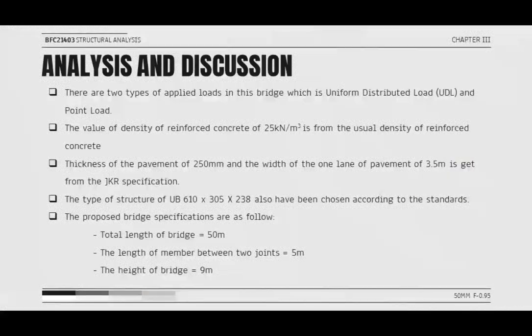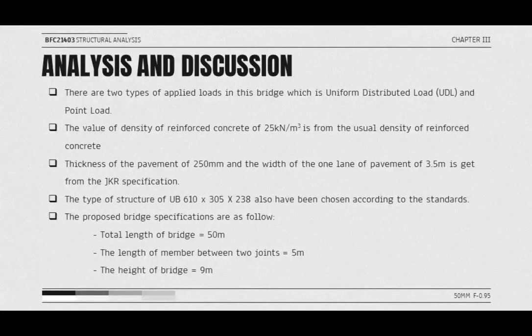For the next part, analysis and discussion. There are two types of applied load in this bridge, which are uniformly distributed load and point load. The value of the density of reinforced concrete, 25 kN per cubic meter, is from the usual density of reinforced concrete.